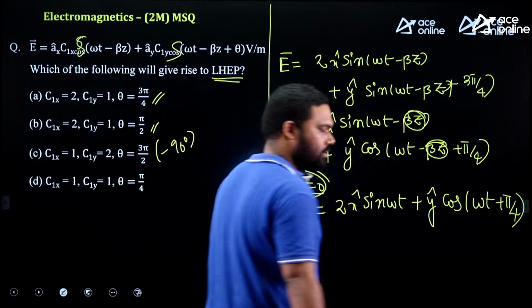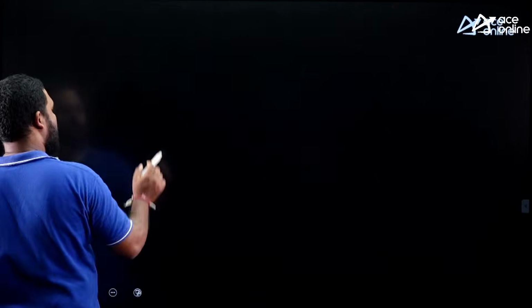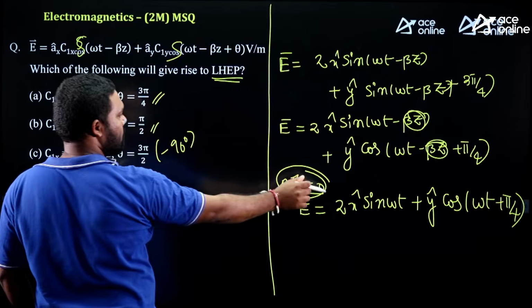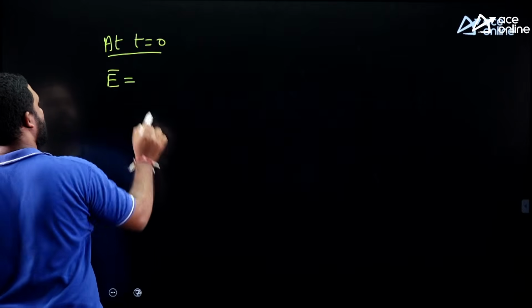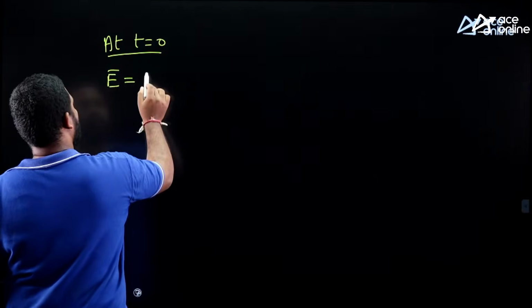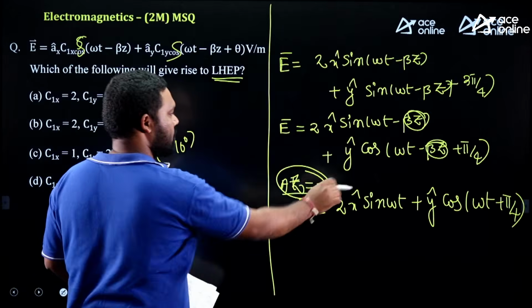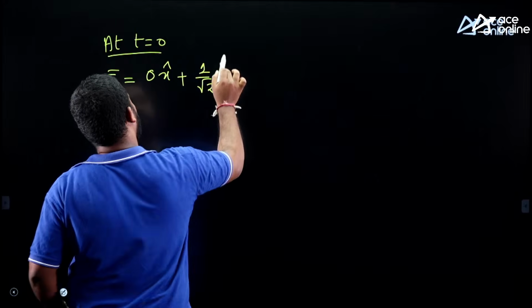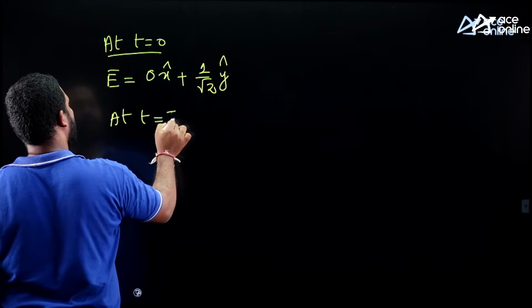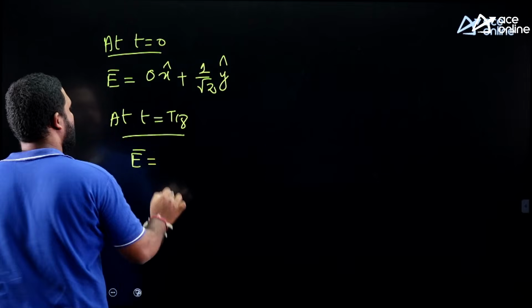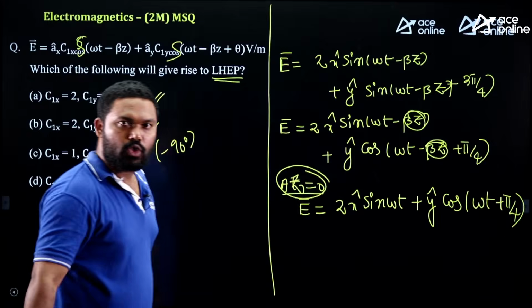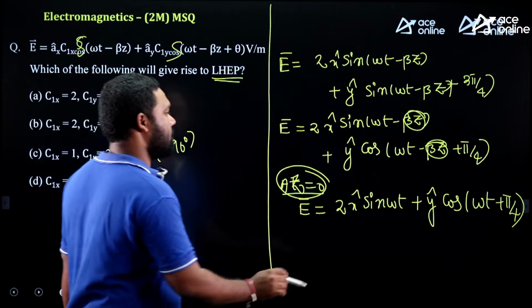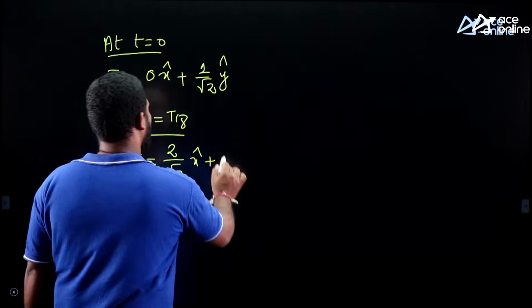Let us take two time instants. Let me turn the page here. At time t equal to 0, the resultant electric field is 0 x cap plus, with cos pi by 4, 1 by root 2 y cap. Let us take one more time instant, at t by 8. The electric field E is 2 by root 2 x cap. Just for cross-checking, if I substitute pi by 4 in the cos, it is 0, so it is 0 y cap.